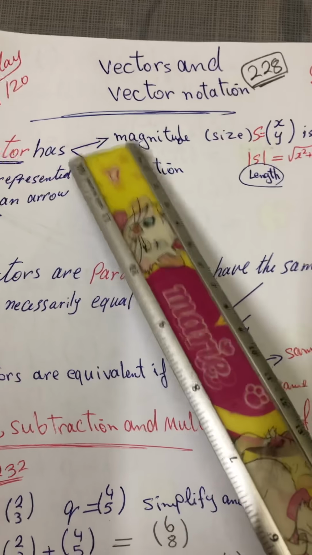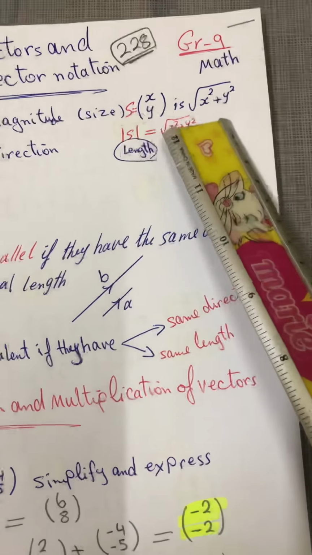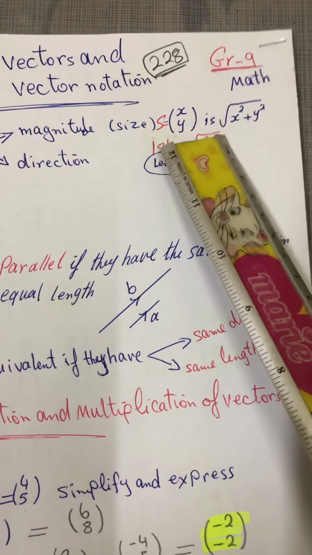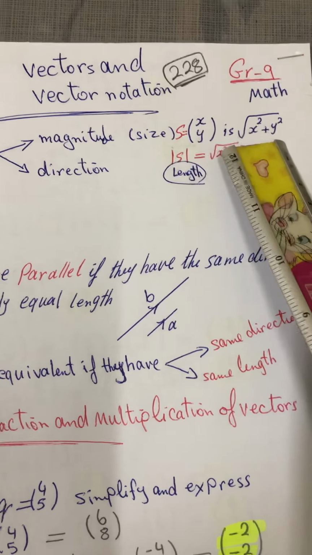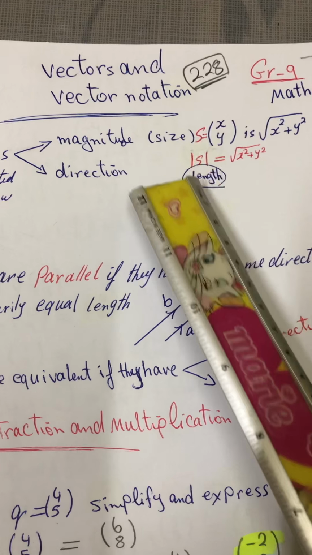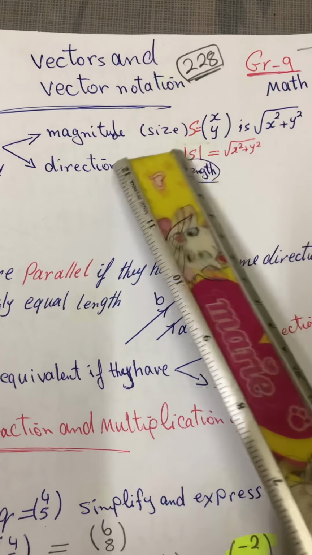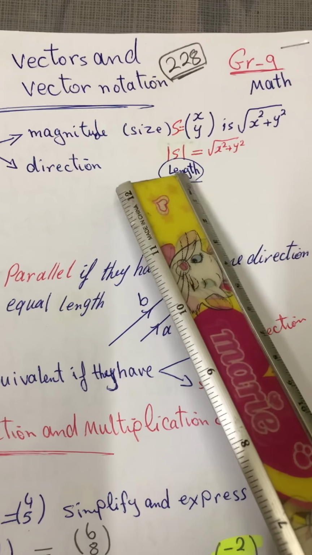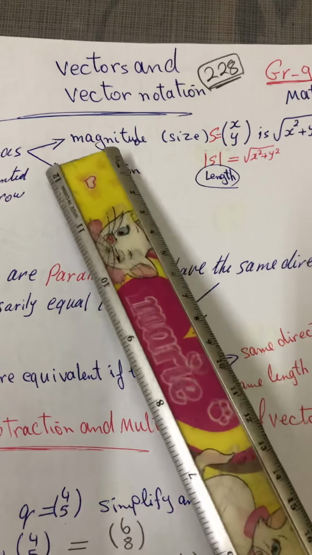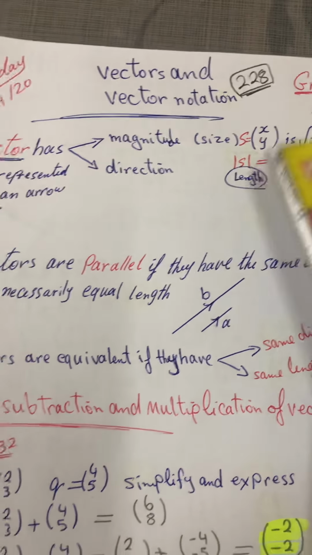To find the magnitude, the size of the vector, we will take x squared plus y squared under a square root. We will get the square root of x squared plus y squared, okay? If I say to you find the length of the vector, we will put it between these two lines like this. This means the length of the vector, and the length of the vector is the same as the magnitude, so it is the square root of x squared plus y squared, okay?